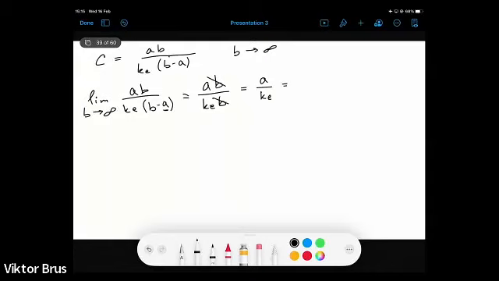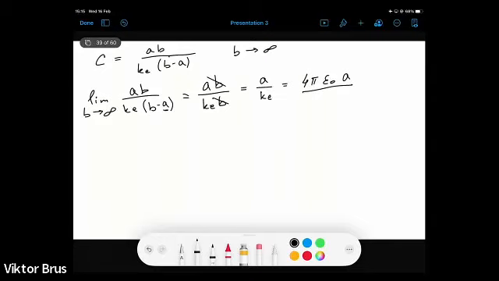Considering the value for the electric constant Ke, we can write that eventually we get 4 pi epsilon naught, the permittivity of free space, times A. And this is the same equation which we derived previously for an isolated conductor.